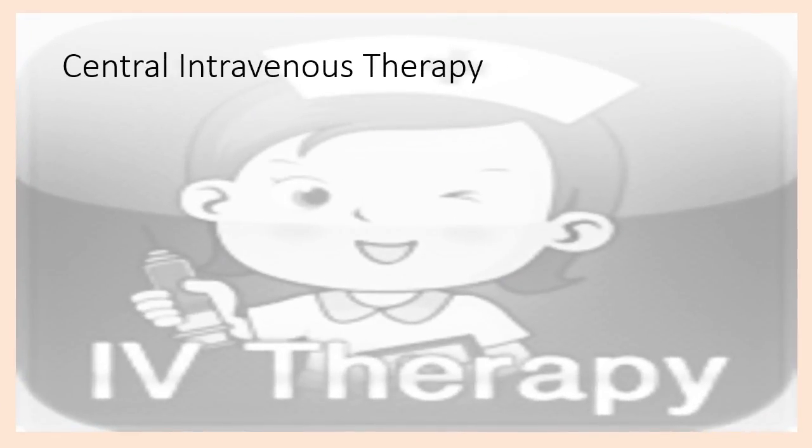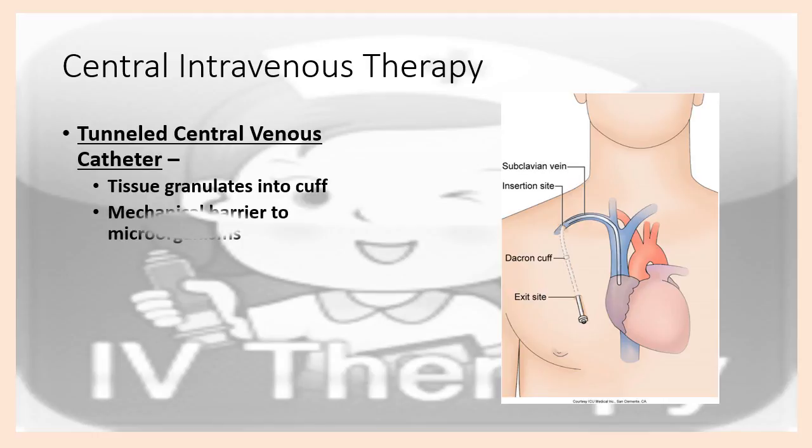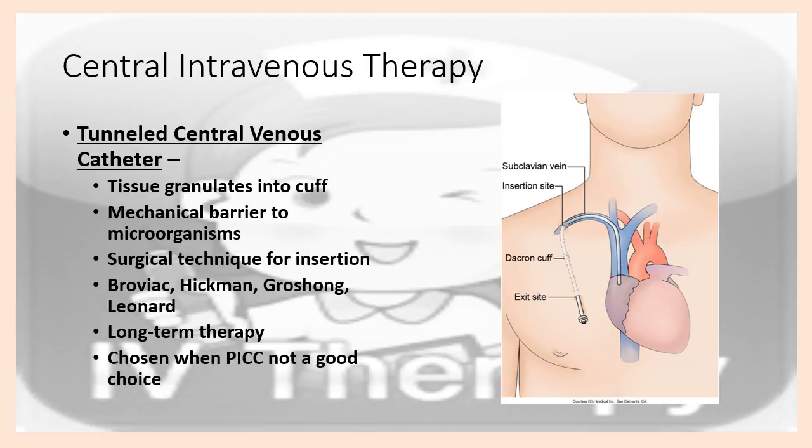Okay, so for the next central intravenous therapy, I am going to discuss the tunneled central venous catheter. There will be tissue granulates into the cuff. It does provide a mechanical barrier to microorganisms. It requires a surgical technique for insertion. The different types are the Broviac, the Hickman, the Groshong, and the Leonard. This is generally for long-term therapy, and this is generally chosen when the PICC line is ruled out.